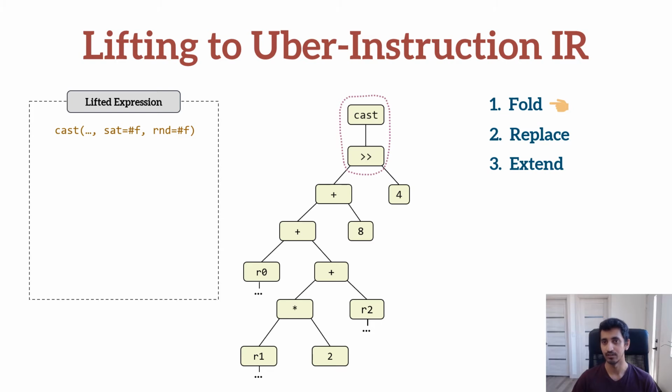Now, with the cast operation lifted, we move on to the next operation in the sequence, which is the shift right. Once again, the first thing we try is to forward the shift right into the last uber instruction in the lifted expression, which is the cast uber instruction. We may try to do this by flipping the rounding or the saturating flags, for example. Since this is not possible, we then try to replace the last uber instruction in the lifted expression, meaning we try to replace the cast uber instruction with a different uber instruction that can represent both of these operations.